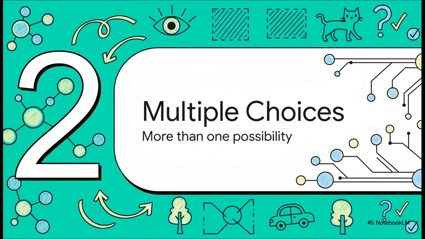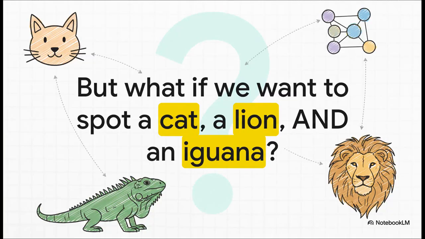Okay, that's great for just spotting cats. But let's be real, the world is a lot more complicated than that, right? What happens when we want our machine to recognize a bunch of different things at the same time? Yeah, our simple one neuron setup is kind of a one-trick pony. It can only say cat or not a cat. But what if the picture could be a cat or a lion or even an iguana? All of a sudden, that simple yes or no answer just isn't going to cut it.